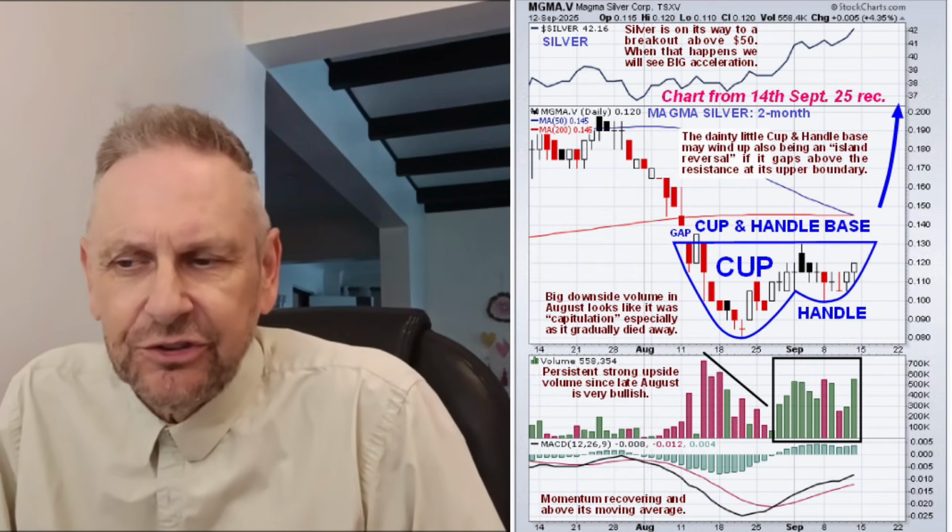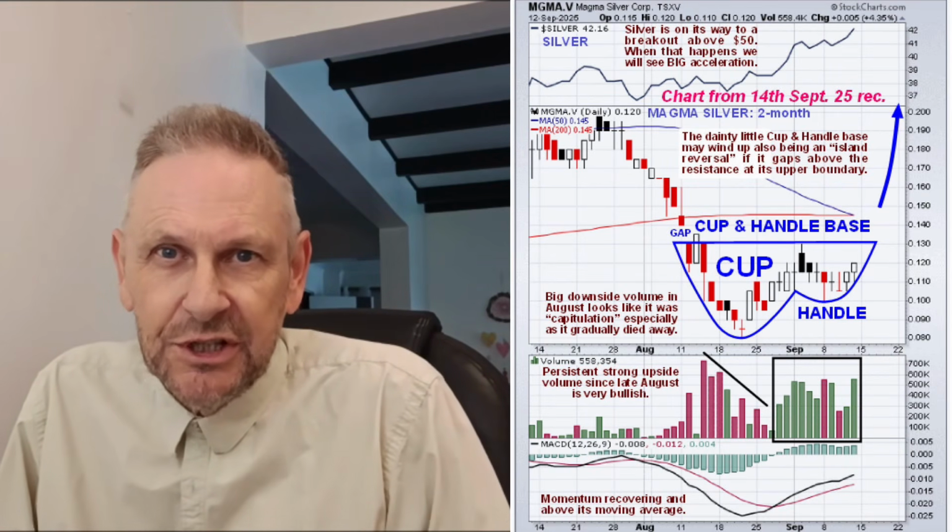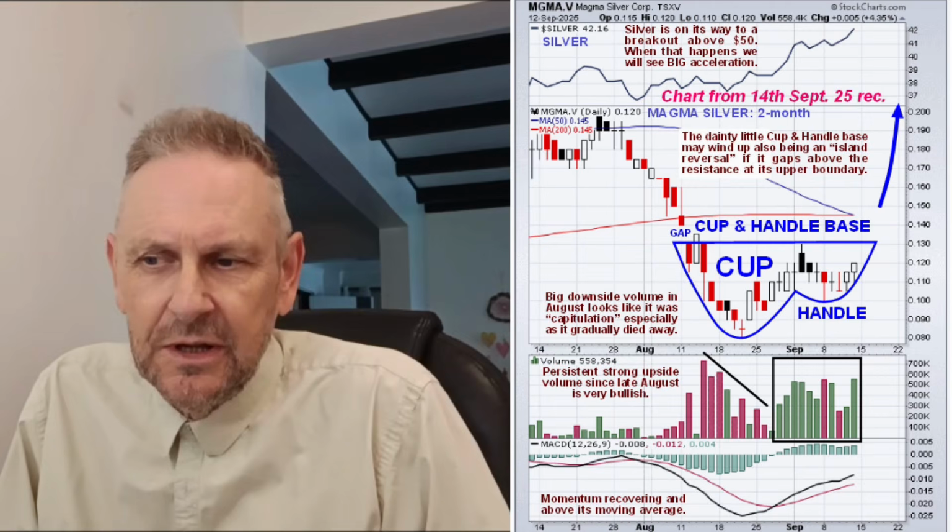Again in September, I spotted another example of a cup and handle, this time a cup and handle base that followed a bearish period in a silver stock called Magma Silver. And what was interesting about this at the time I spotted that as it went into the base, the volume built up to climactic levels, which I took to be capitulation.